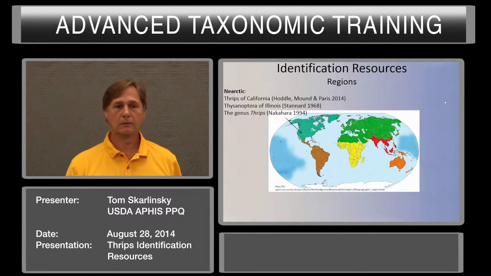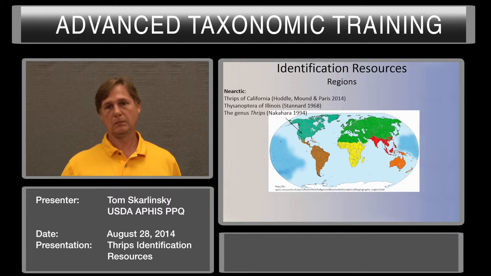In the Nearctic, I use a Lucid ID key. It's called the Thrips of California by Hoddle, Mound, and Paris. Also an older but goodie, if you will, the Thysanoptera of Illinois, and also the genus Thrips by Nakahara in 1994.